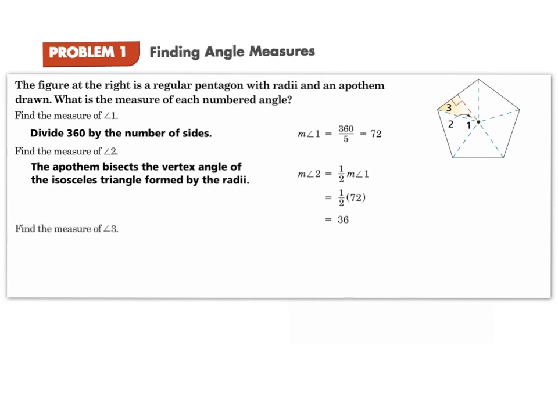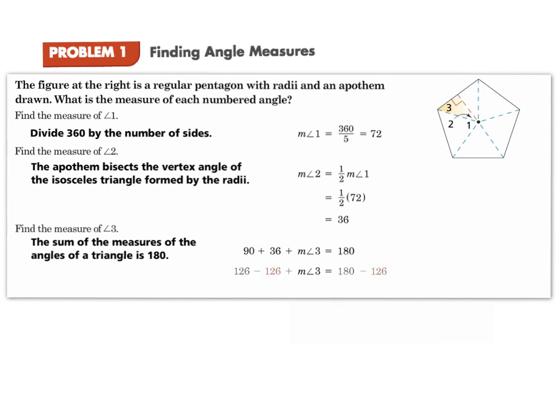Now find the measure of angle 3. The sum of the measures of the angles of a triangle is 180. Now substitute. The degree measure of angle 3 is 54. So the degree measure of angle 1 is 72, the degree measure of angle 2 is 36, and the degree measure of angle 3 is 54.